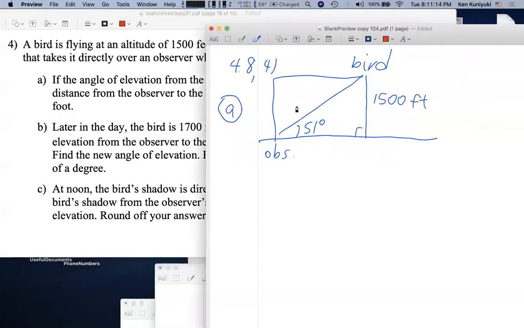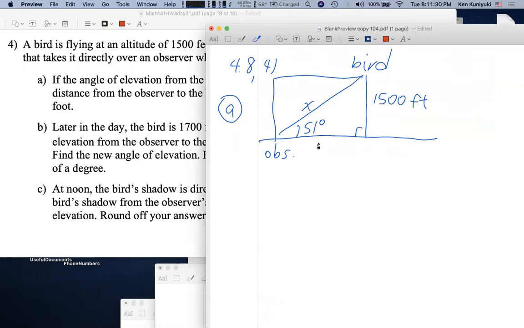Okay, so the thing you want to know is, I'll call this X. You could also call it C, but I'll go ahead and call it X. I want to know this straight line distance between the observer and the bird. That's going to be the hypotenuse.